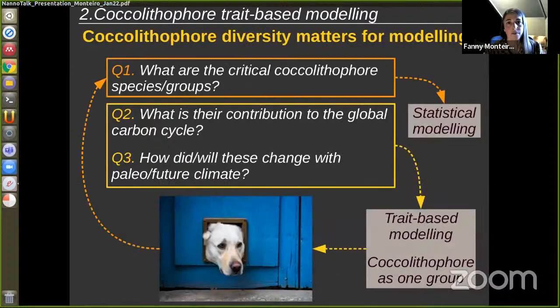That's actually going back to my first question, which is: what are the critical coccolithophore species or groups? Once we identify that, I think we will be able to go back to the trait-based approach to look at the different benefits for these different groups. So to identify the critical groups of coccolithophore, I'm moving to statistical modeling.